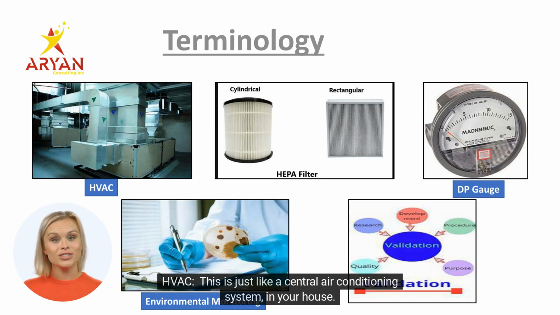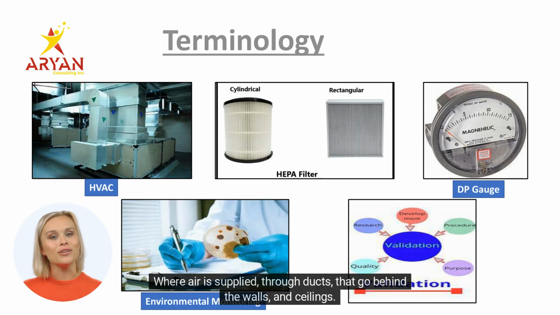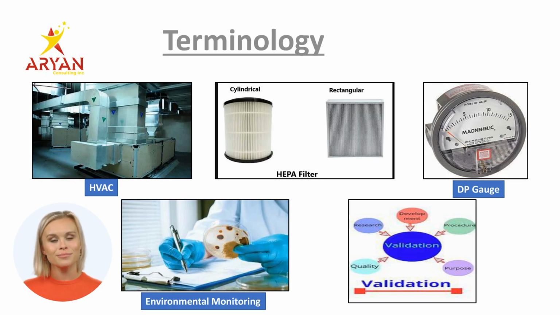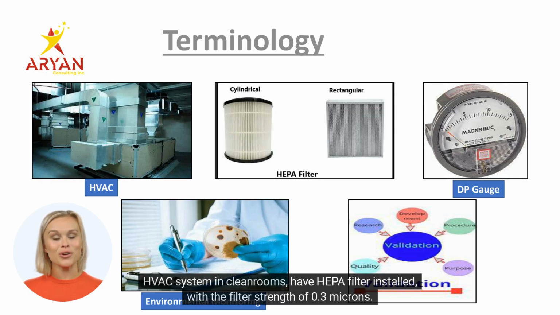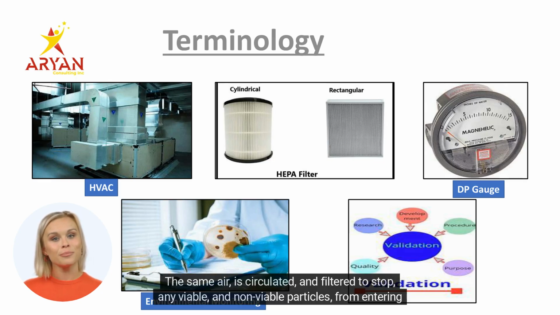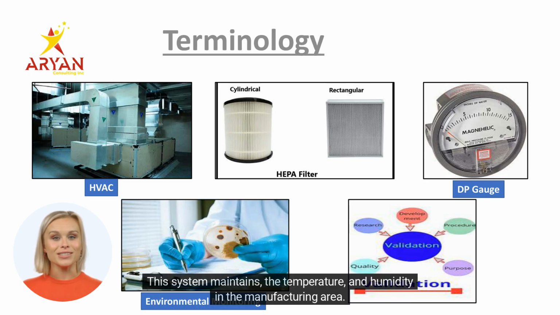HVAC. This is just like a central air conditioning system in your house, where air is supplied through ducts that go behind the walls and ceilings. HVAC systems in cleanrooms have HEPA filters installed with a filter strength of 0.3 microns. The same air is circulated and filtered to stop any viable and non-viable particles from entering the cleanroom air. This system maintains the temperature and humidity in the manufacturing area.